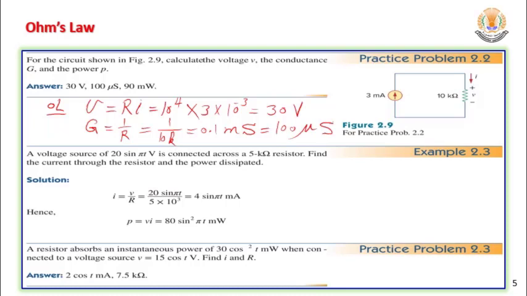Finally, calculate the power. Power has different forms. Okay, let's use this form. I prefer this one here. Why? Because the current is known. So it will be Ri squared. R is 10 kilo, so 10 to the power of 4, times I squared, which is 3 times 10 to the power of minus 3, squared. So it will be 9 times 10 to the power of minus 6, times 10 to the power of 4. So you end up with 9 times 10 to the power of minus 2.